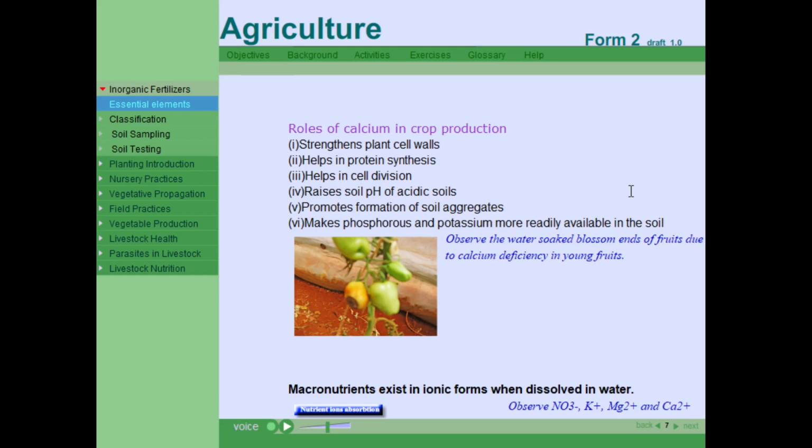Macronutrients exist in ionic forms when dissolved in water. Observe nitrates, potassium, magnesium, and calcium being absorbed in ionic form. Observe copper, iron, manganese, and zinc absorbed by cabbage in their ionic form.